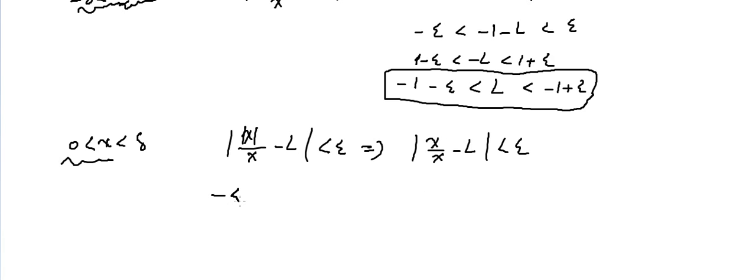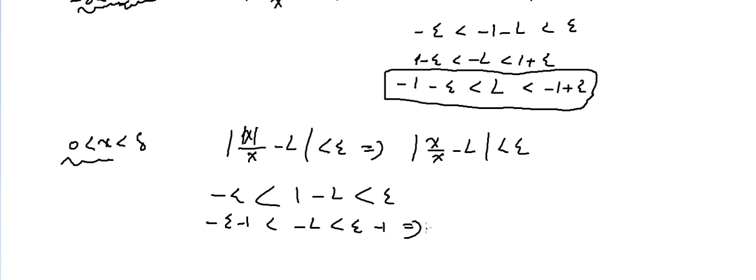This means minus epsilon less than 1 minus L, x over x is 1, less than epsilon, and we subtract 1 from all sides, minus epsilon minus 1 less than minus L less than epsilon minus 1, and we multiply with minus to get what? To get 1 minus epsilon. We multiply this with minus less than L, because we are converting the inequality, less than 1 plus epsilon.